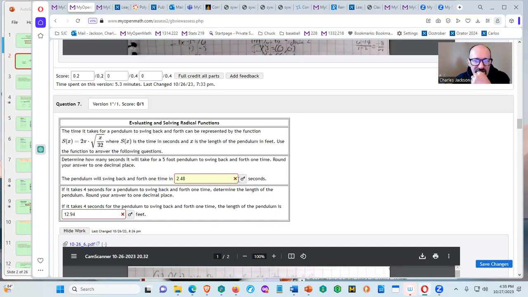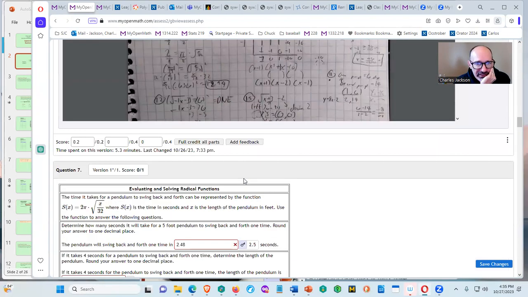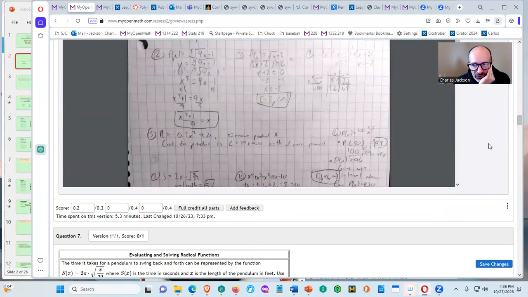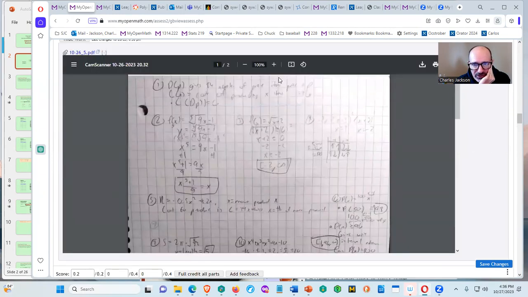Okay, question 7. Let's see. It's 2.5. You put 2.48. I'm thinking that is going to be credit for you, because I'm looking at the work here, and you are just doing what you're supposed to do there, which is just substitute the number in.